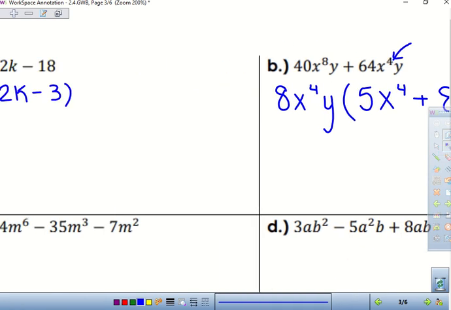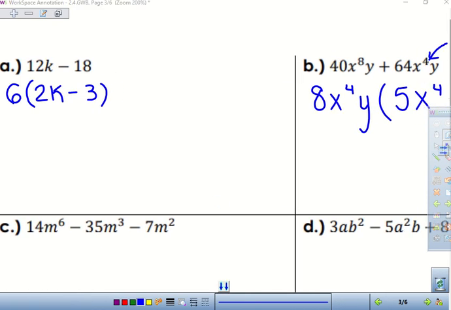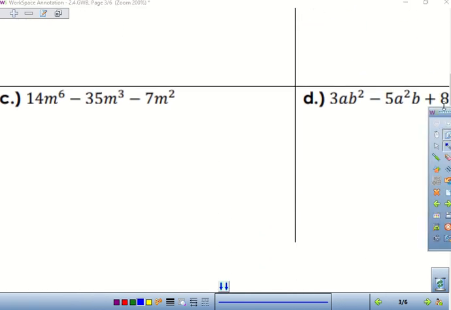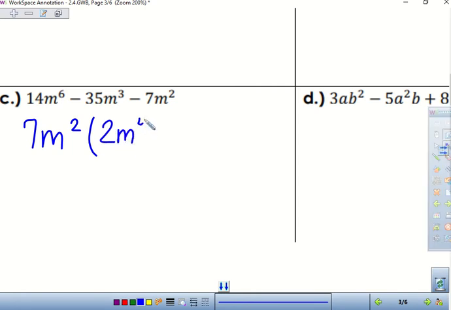All right. C, what is the biggest number I can take out of those right there? And also in m to the second. So that's going to leave me with 2m to the fourth minus 5m minus 1.